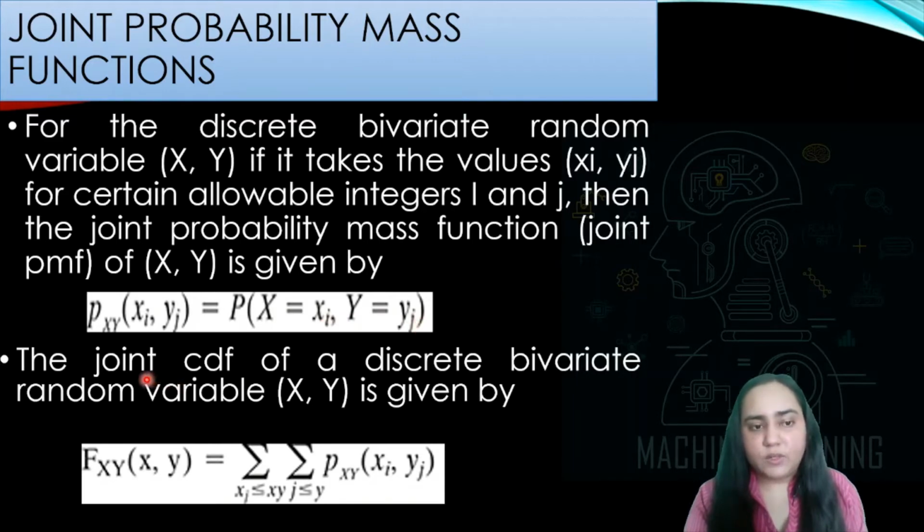And if you want to calculate the joint PDF of a discrete bivariate random variable X and Y, it can be calculated in this way. There are two sigma functions because there are two variables, and this is the probability of xi comma yj. So this is how you can calculate it.